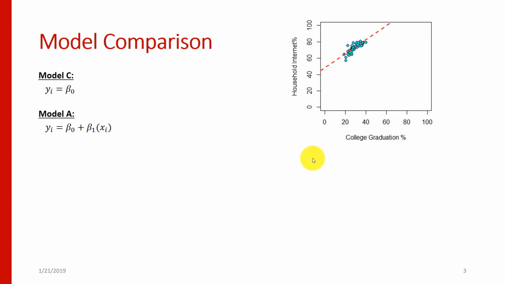We started with this model comparison idea in which we were looking at household internet access in the 50 different US states as a function of their college graduation rates, and we wanted to see if these things were related. So we were going to compare a compact model, model C, in which we just estimated the mean household internet access for everyone, to a model in which we made a conditional prediction, model A, in which we said we're going to estimate your internet access rates as a function of some intercept plus a slope times the college graduation rates, and we want to see if this statistically improves the fit of our model.